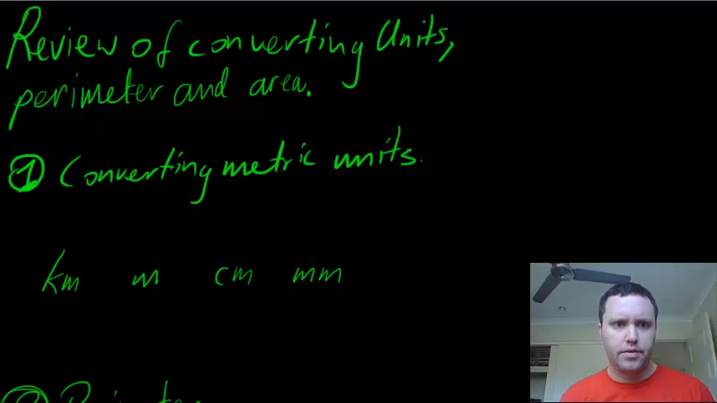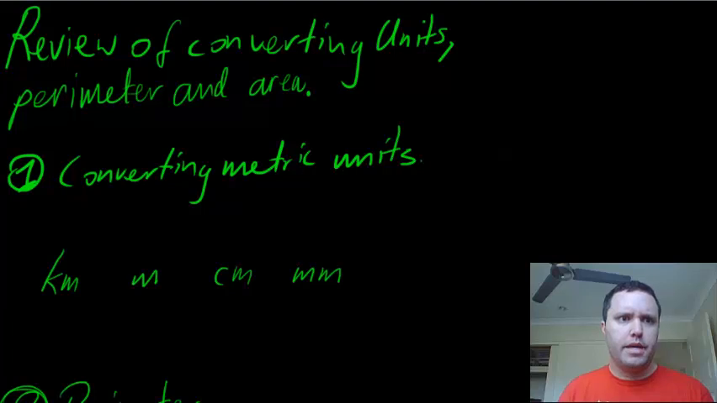Okay, so today we're going to be doing a review of converting units, perimeter, and area. So this is stuff that you guys have all done before in previous years. So first, just going to talk quickly about converting metric units. So these are sort of units like kilometers, meters, centimeters, and millimeters.